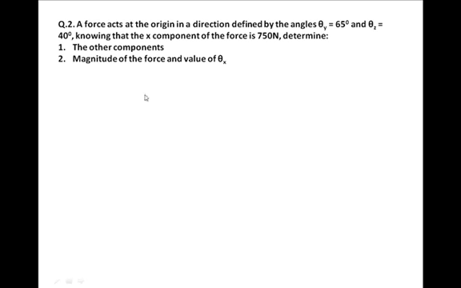Next question says, a force acts at the origin in a direction defined by theta y equal to 65 degrees and theta z equal to 40 degrees, meaning the force is inclined to the y-axis at 65 degrees and to the z-axis at 40 degrees. Knowing that the x component of the force is 750, we are to find the other components, that is the y and z components, the magnitude of the force, and the value of theta x. Theta y and theta z are given, so they want to know the inclination of this force with the x-axis.